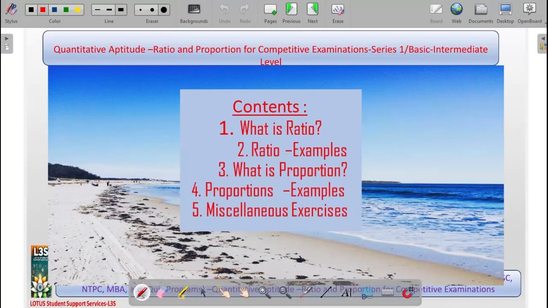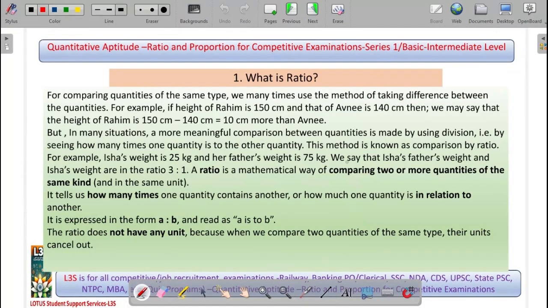So first, what is ratio? When we compare two quantities of the same type, like height, weight, speed, etc., we use ratios. For example, if Rohim's height is 150 cm and Avni's is 140 cm, we can say Rohim is 10 cm taller. So here we have considered the difference between the two quantities. Another better way is to compare them by division.